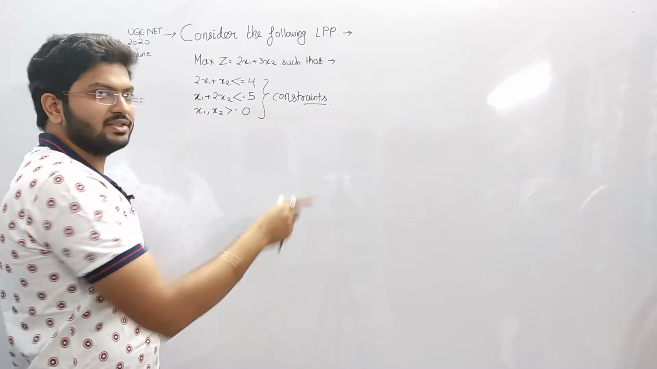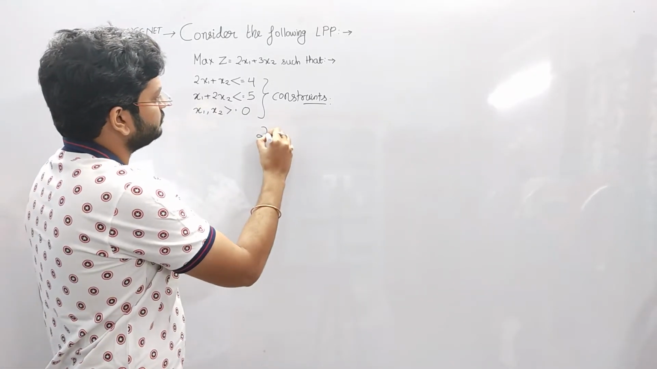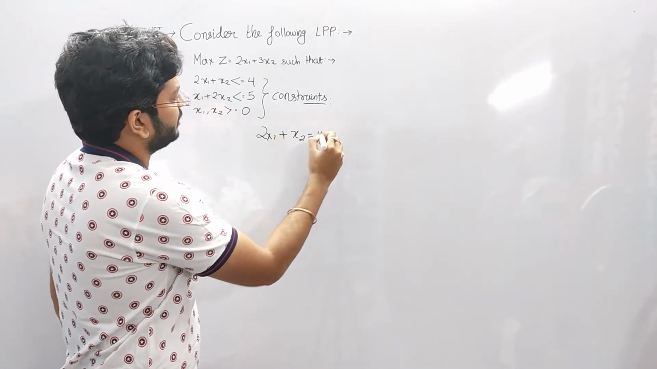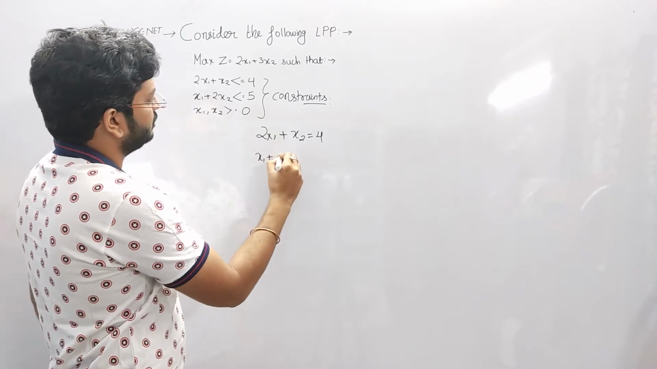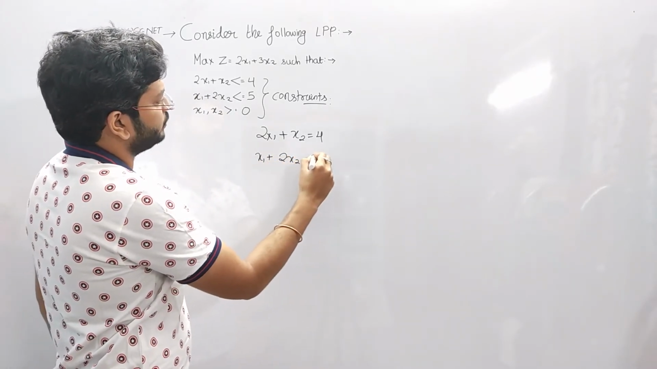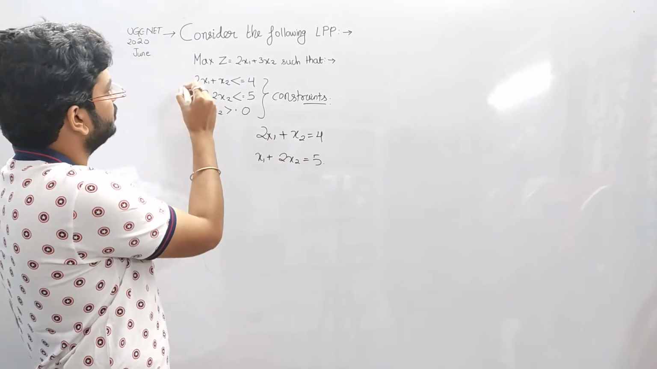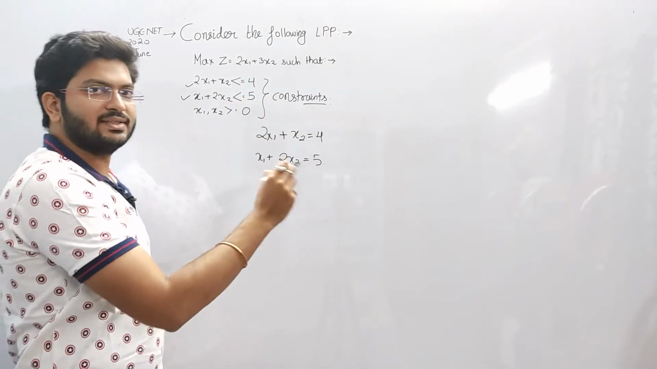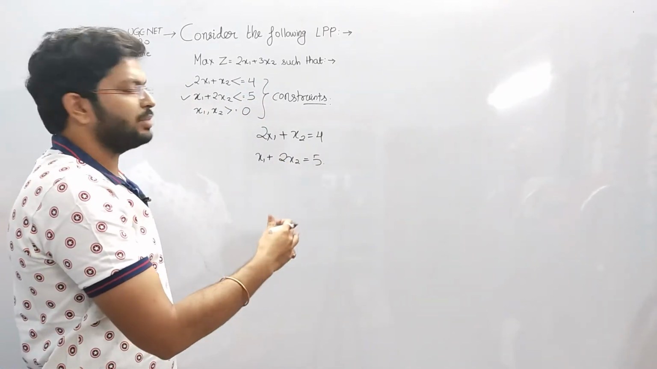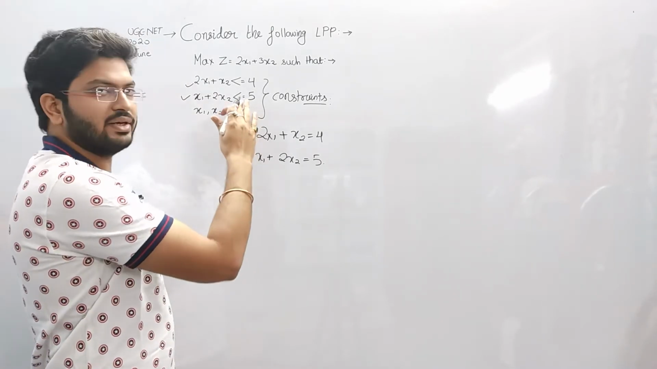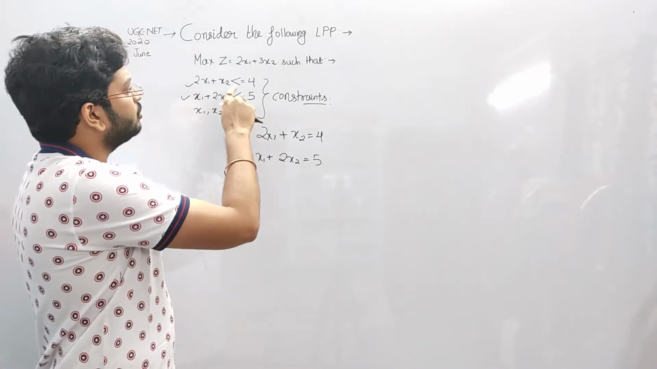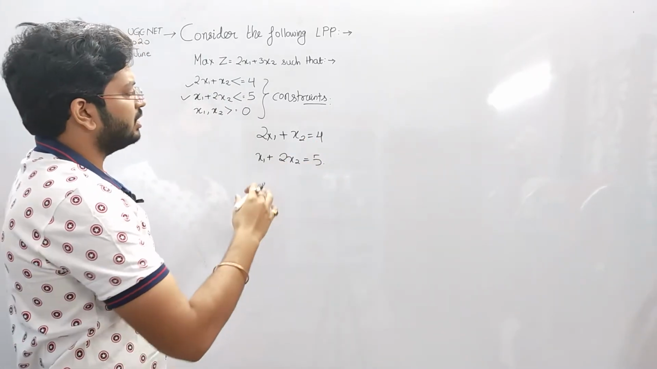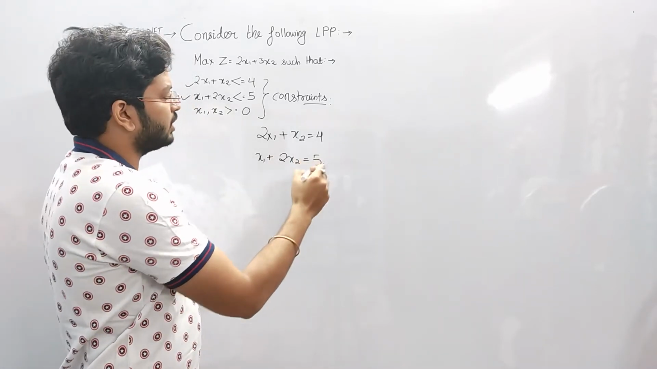So first we have to equalize the constraints, that is we will take 2x1 plus x2 and equate it to 4, and the other is x1 plus 2x2, which we equate to 5. I have brought these two statements from the two constraints which have been given. Simply I have removed the less than sign, or in some cases we may have the greater than sign also, but in this question it is the less than sign. I have equated them to the respective constants, 4 and 5.